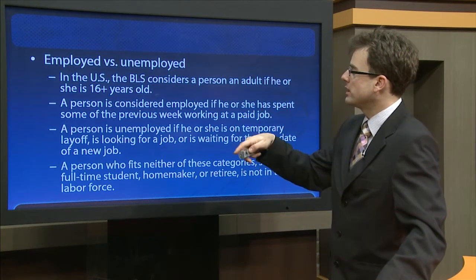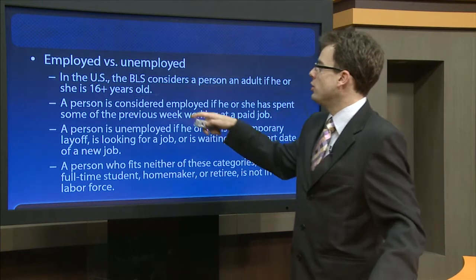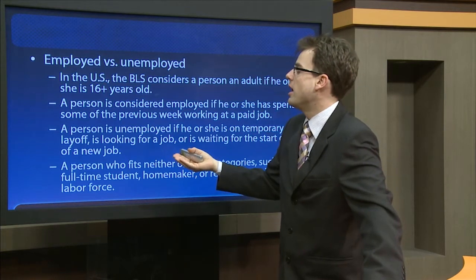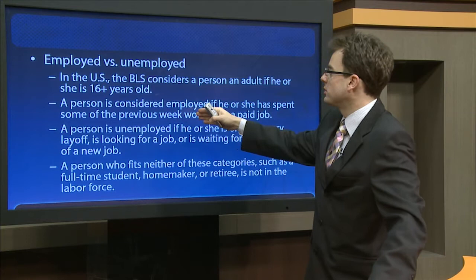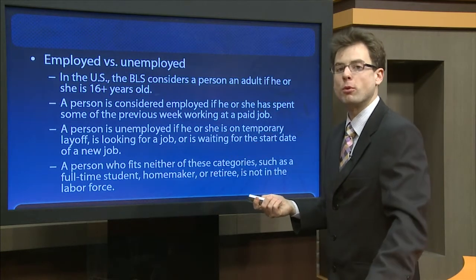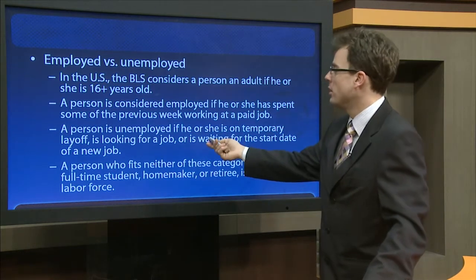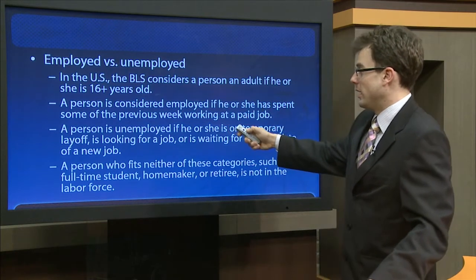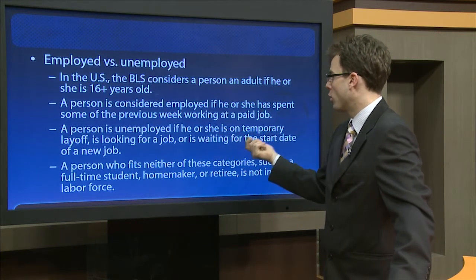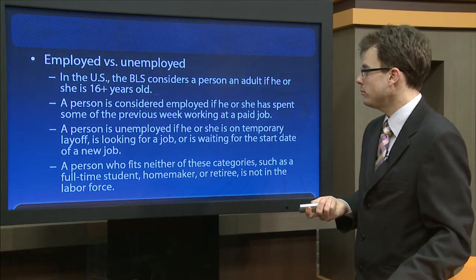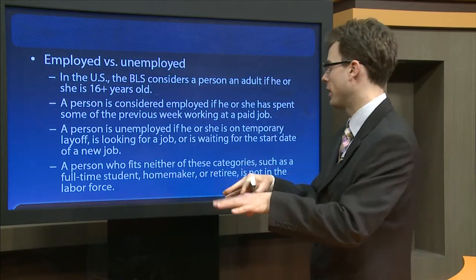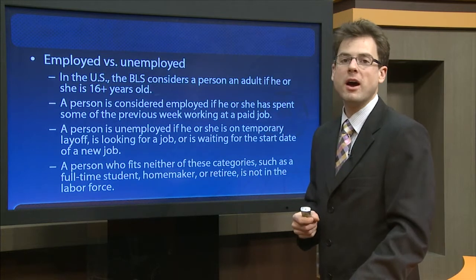And how does the government distinguish these kinds of people? Well, in the US, everybody who is 16 years of age and older is officially an adult, and among these people, if the person has spent any time in the previous week working for pay, he is considered to be employed this week. A person is unemployed if the person wasn't working for pay in the previous week, but he is on a temporary layoff, looking for a job, or waiting for the start of a new job. People who don't fit any of these categories, such as students, people who are occupied at home, retirees, are considered to be not in the labor force.